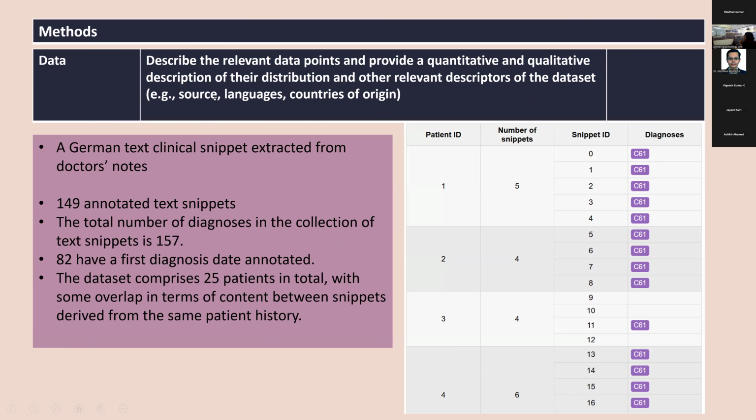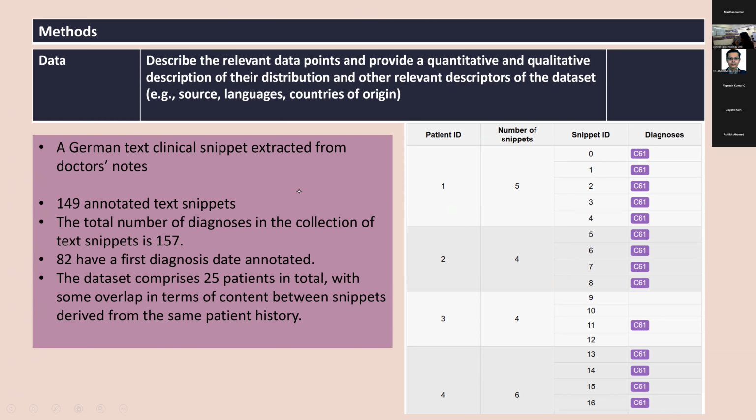Describe the relevant data points and provide quantitative and qualitative description of their distribution and other relevant descriptors of the data sets. So qualitatively, these are German text clinical snippets extracted from doctors' notes. The data set comprises 25 patients in total. And from that, they made 149 annotated text snippets. The total number of diagnoses in the collection is 157. And only 82 of them have the first date annotated.